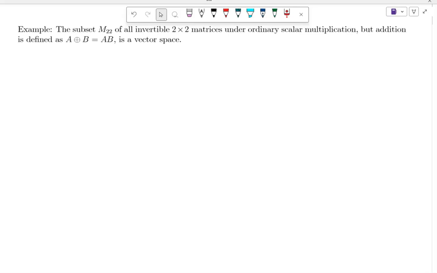Good. What do you think? Yes or no? What do you mean by... We're literally saying the word addition now means multiplication. Remember, addition is just a word for some operation, right? Okay, so now I've just said the addition now means multiplication. Does it work? That's the idea.